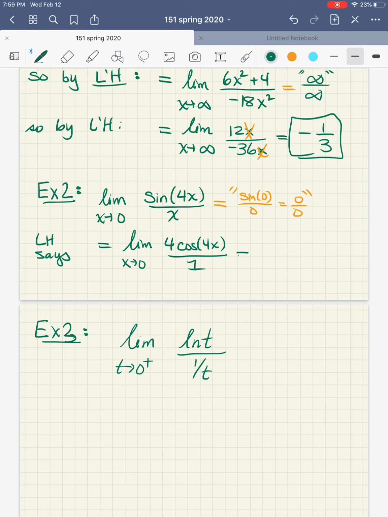And now when I plug in, I'm going to get 4 cosine of 0, which is 4. So the limit of this function as x goes to 0 is going to be equal to 4.